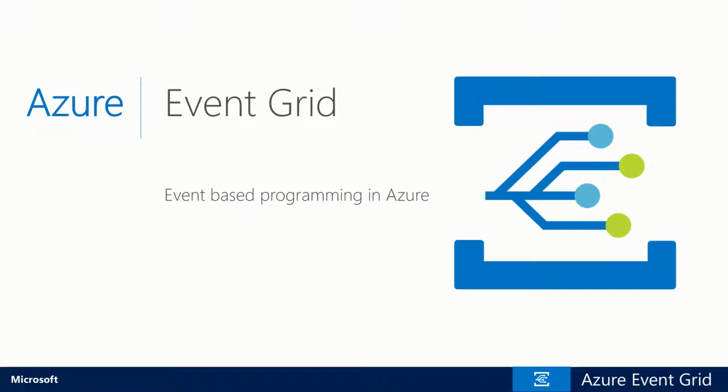Event Grid is basically bringing event-based programming to Azure. What I mean by that is our goal from a high level is to make events a first-class citizen within Azure. We want to enable people to take action when something happens in service A, have service B react to that in real time, and basically allow you to orchestrate your app across Azure services.